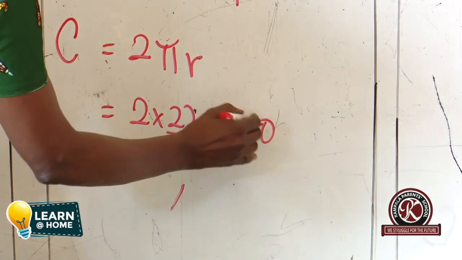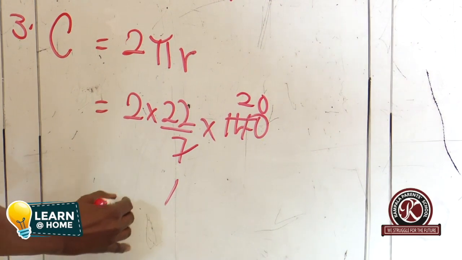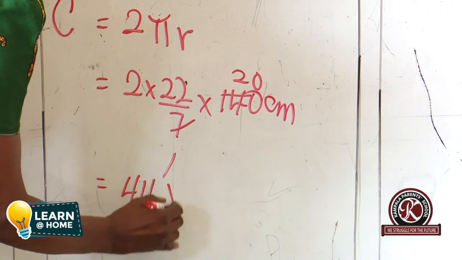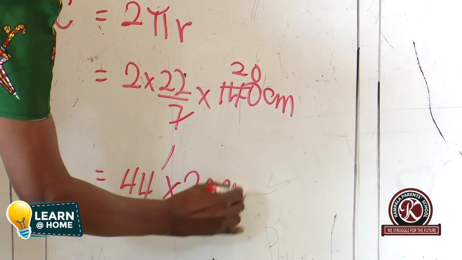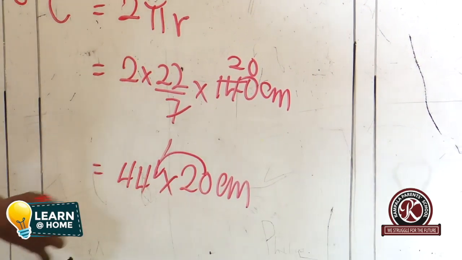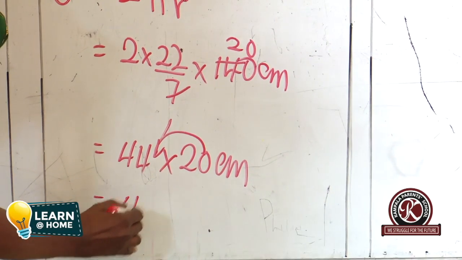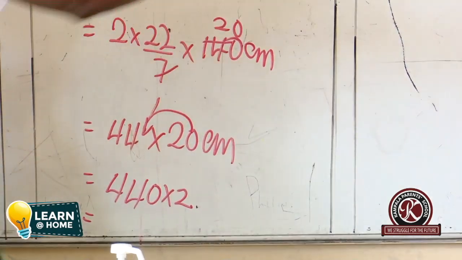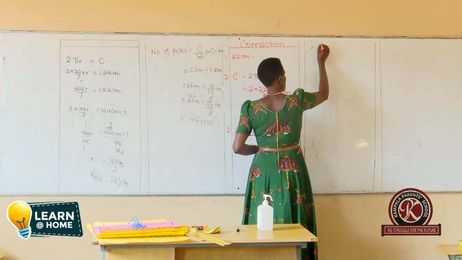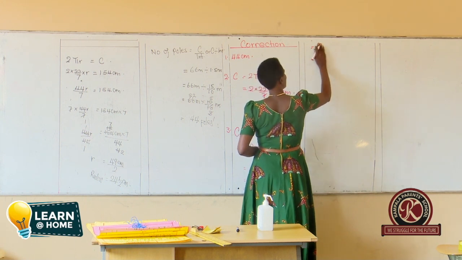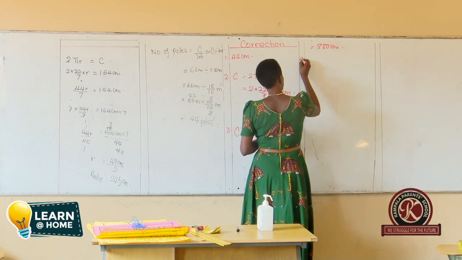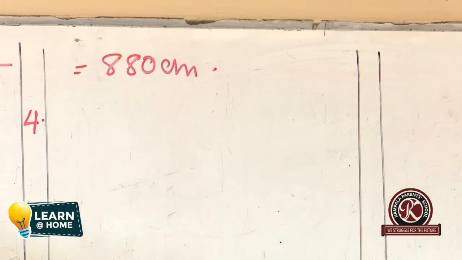So here once, here what do we get? 20. So we have 44 times 20 centimeters. Transfer the zeros. That is a concept. So we have 4, 0 times 2. What do you have? It will give us 4 times 2. It will give us 880 centimeters. Then number 4. We go to number 4.